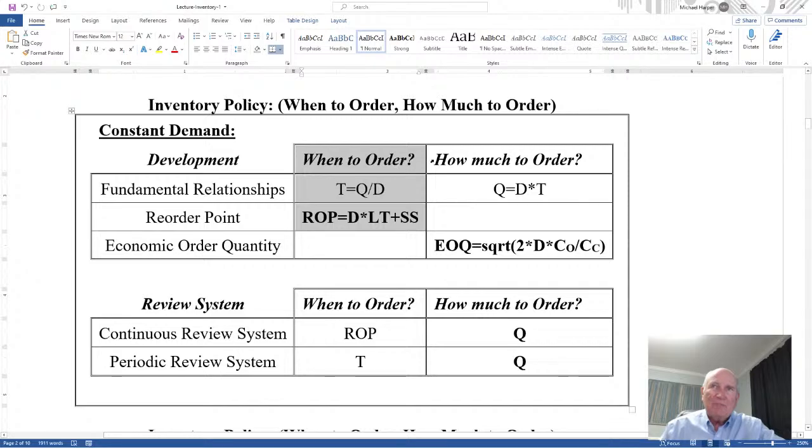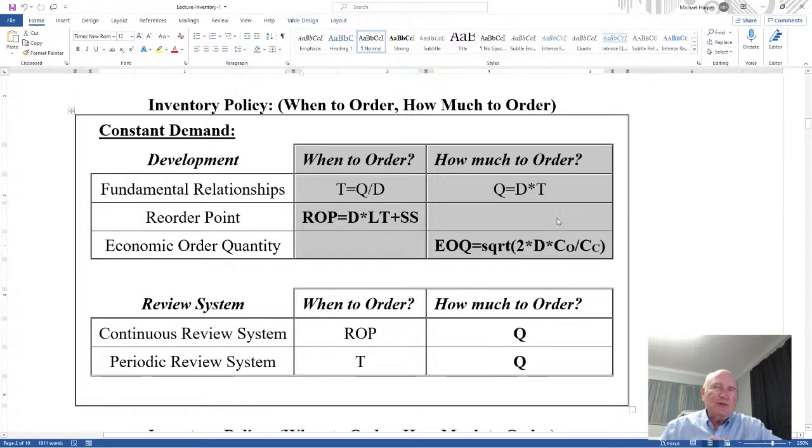Then I move over to how much to order, and then I bring this down to EOQ. That's the economic order. EOQ stands for economic order quantity. And notice here, since we're looking at how much to order, it's economic. E is economic, which is monetary. So the SQRT is the square root function, square root of 2 times your demand times the unit ordering cost divided by the unit carrying cost. Okay, so that's the development we'll be doing today. And that's all we're doing today.